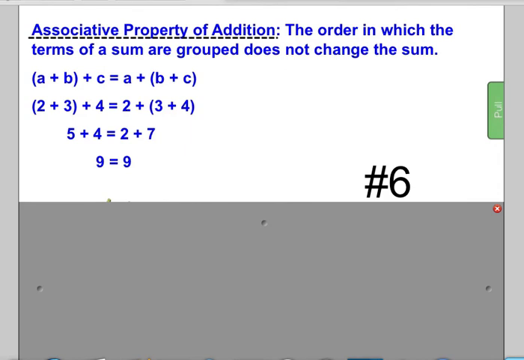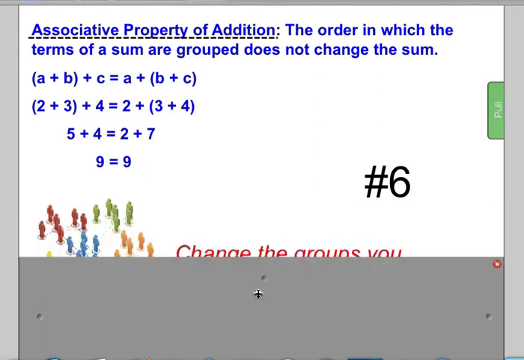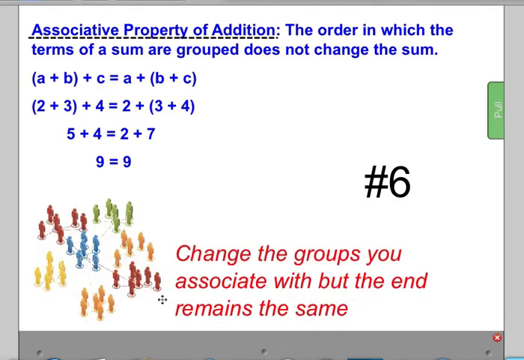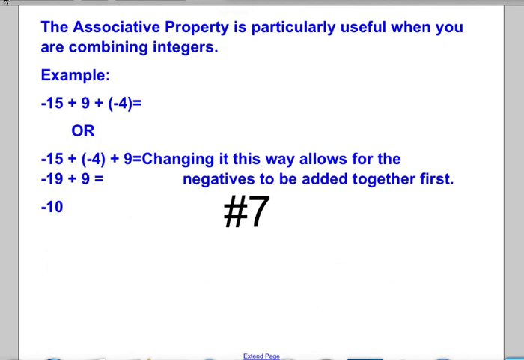To help me remember the associative property, I think of people. People can associate with different groups, but the end result still remains the same. So associate, I change the groups that I'm associating with, but in the end, I still have all the same friends. And likewise in math, I can change the numbers and who they associate with first, but in the end, you'll get the same answer. And similarly, associative property of addition works when you have multiplication as well, which we'll model in the next slide.